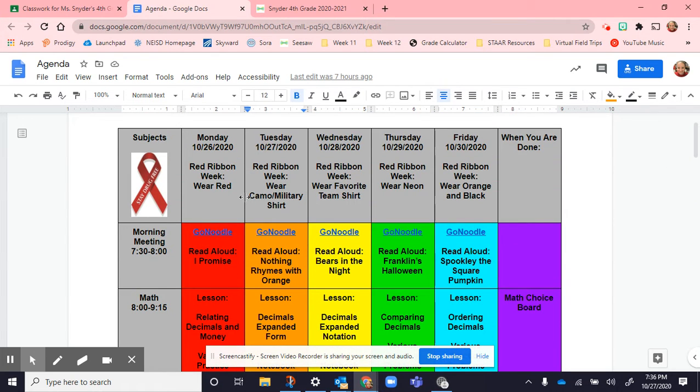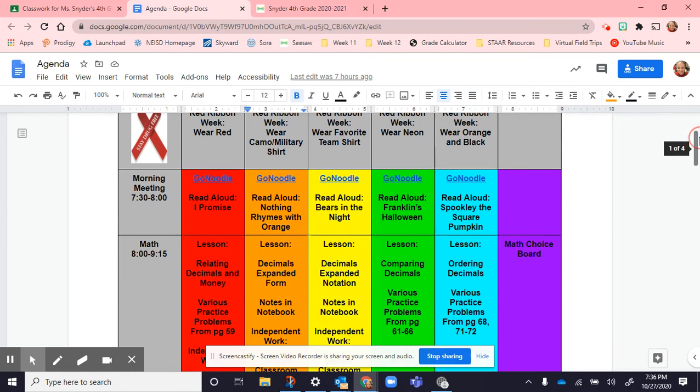Today we're doing Red Ribbon Week all this week. Today we wore camo and military shirts. Tomorrow we're going to wear our favorite team shirts. We did our morning movement. We read Nothing Rhymes with Orange.